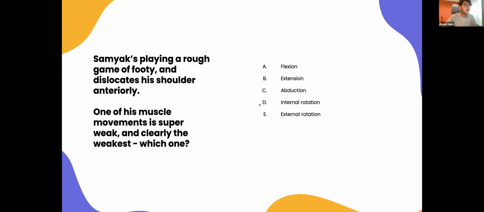Okay, so we've got a little bit of a split. So C, E, I'm saying the main one that we're going to see is definitely C, and the reason is the deltoid, right? We know that anterior shoulder dislocations are going to risk the axillary nerve, which is a big supply for abduction with a deltoid. Other muscle movements may be weak, but the abduction is going to be the weakest because the deltoid is such a strong abductor for the shoulder region.